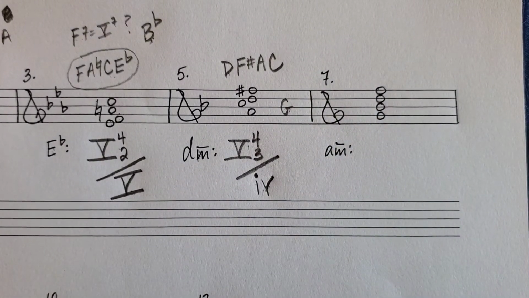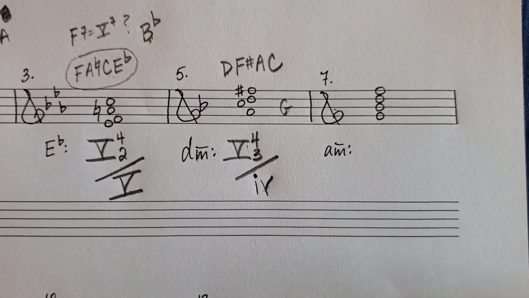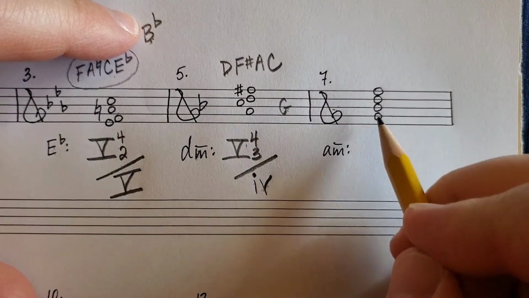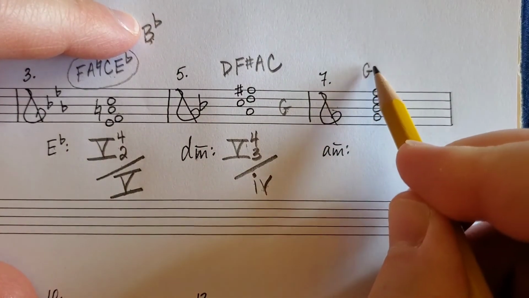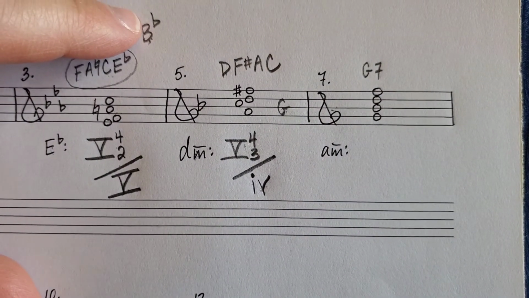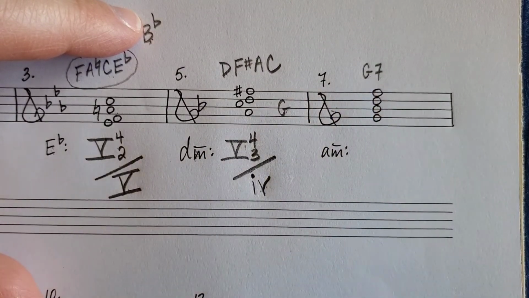But it still could be analyzed as a secondary dominant depending on the context, if it was in a real piece of music. So let's take a look at this one. A minor, no key signature. G, B, D, F. Well, you can see that is G7, right? It's a major minor 7th chord on G. So you want to ask yourself the question, where is G7 the dominant?